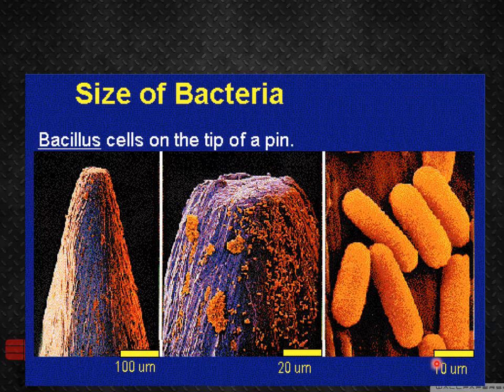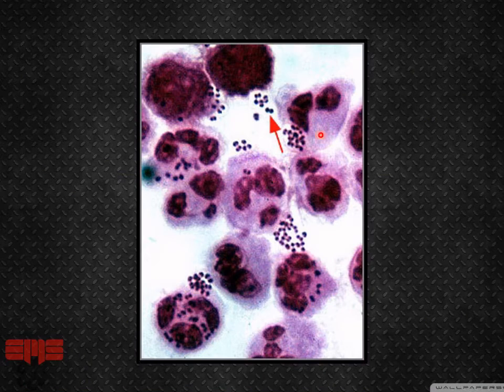And this yellow bar is 10 micrometers long, so it takes 1 million micrometers to equal a meter, which is just a little bit longer than a yardstick. So we're talking very, very small. In contrast to your cells, these are actually some of your immune cells right here. You can see the teeny little bacteria. Bacteria are generally much, much smaller than your human cells.